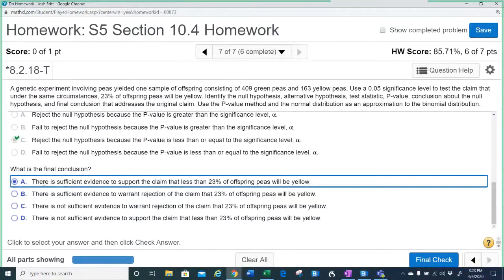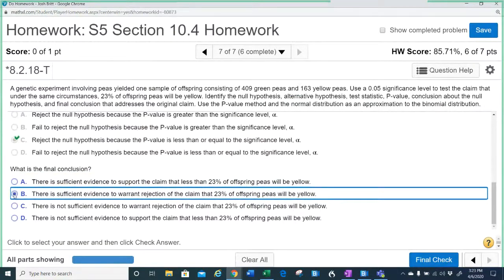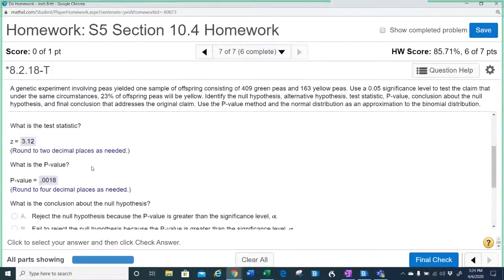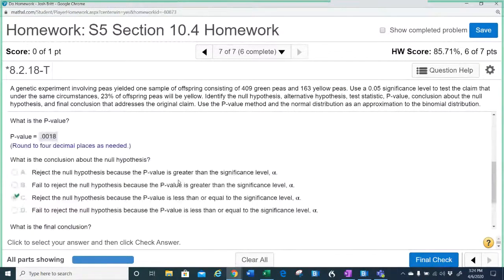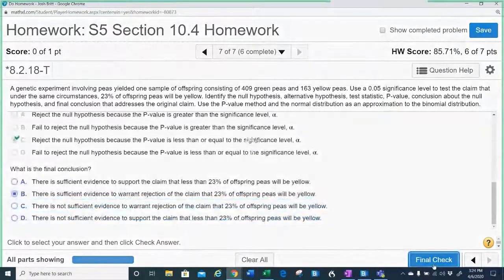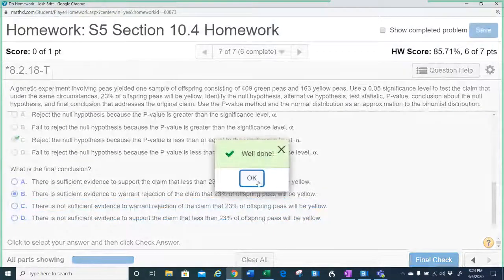This one is worded kind of strange. There is sufficient evidence to warrant rejection of the claim. Oh, they're rejecting the null. That's what they're doing. They're just saying that there is enough evidence to reject the null. They're not actually positively claiming the researcher's hypothesis. So this one here is slightly different than the others. Hope this helps. See you on the next video.